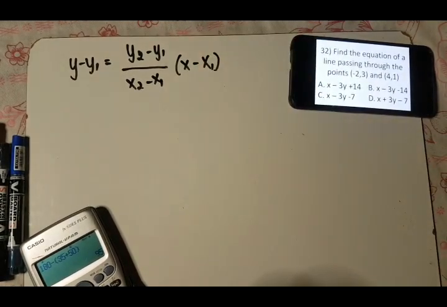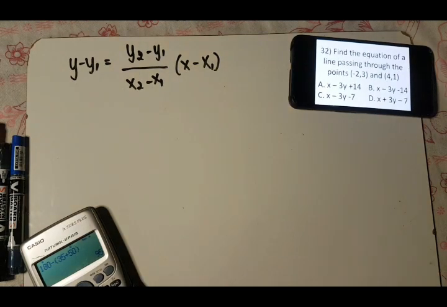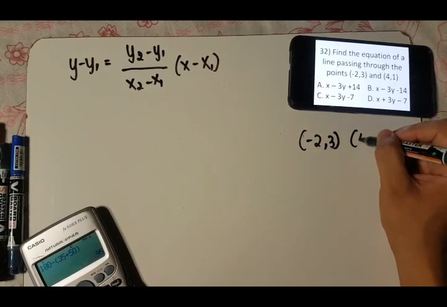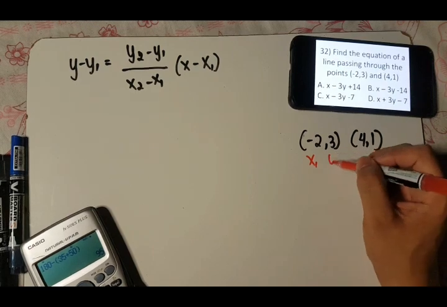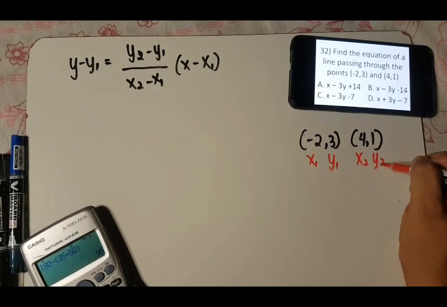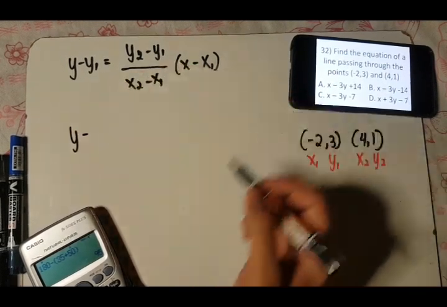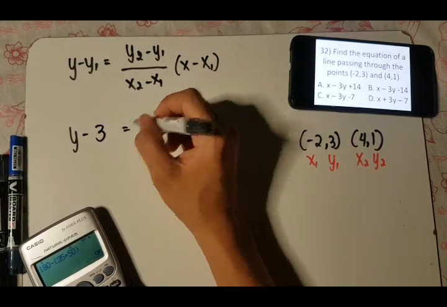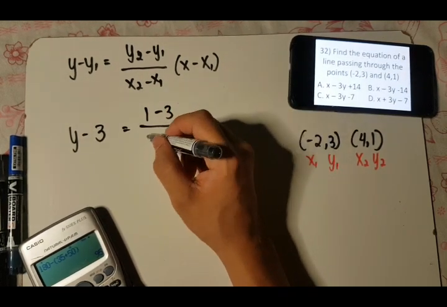So, kung ma-observe nyo, itong part na to, this is the formula for the slope. Okay? So, gamitin natin yung given points. So, -2, 3, 4, 1. So, para hindi kayo mahirapan, so, x sub 1, y sub 1, x sub 2, y sub 2. So, substitute lang natin siya sa given. So, y minus y sub 1, which is 3, is equal to 1 minus 3 over 4 plus 2.